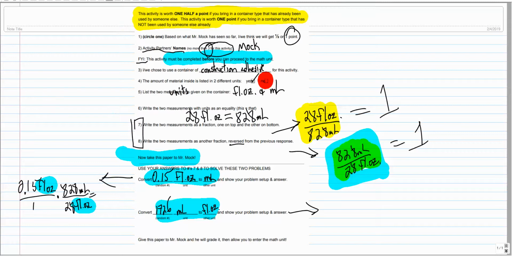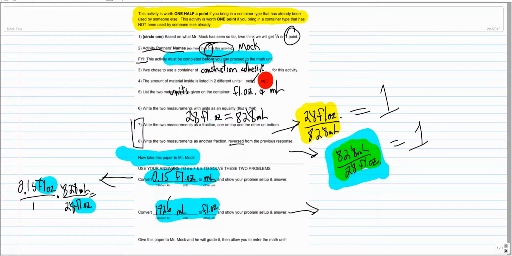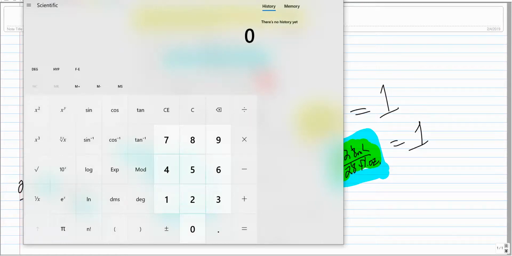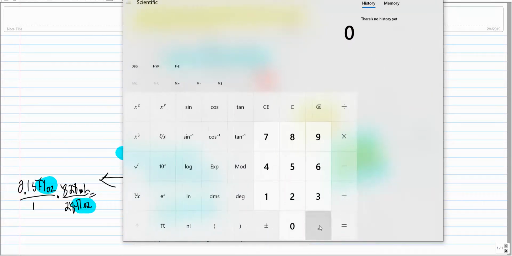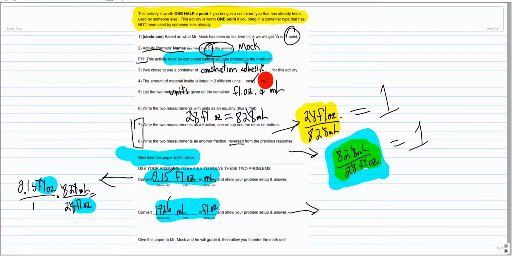So what math do I have to do? I've just got to multiply across the top and then divide by the bottom. Well, that's a huge calculator. Okay, so I've got my 0.15 times 828 equals, and then divided by 28, and I get 4.43. I'm just going to call that 4.4. So I've got for my answer 4.4 what? Milliliters. So there's one down, and now I'm going to do the other one.